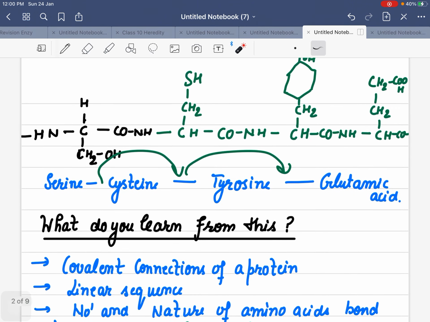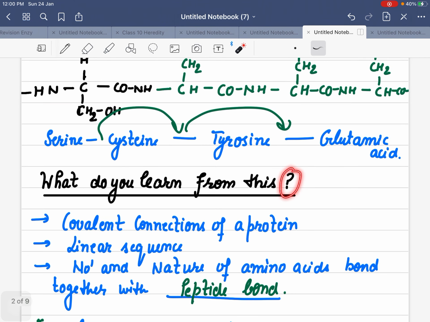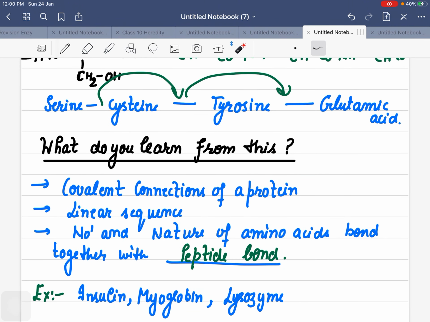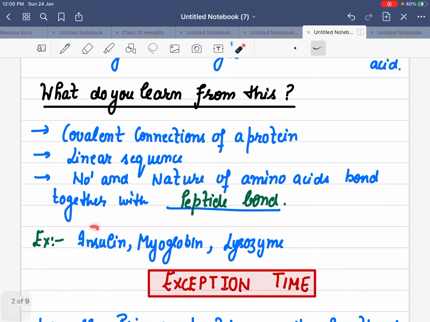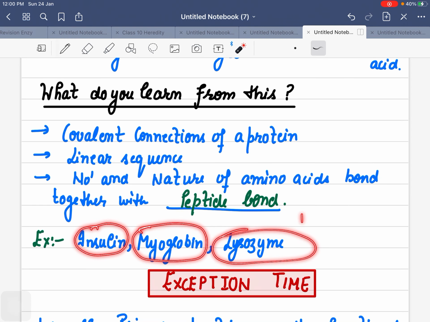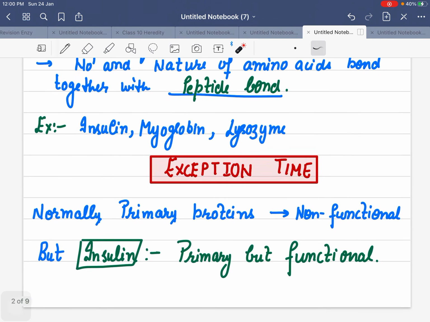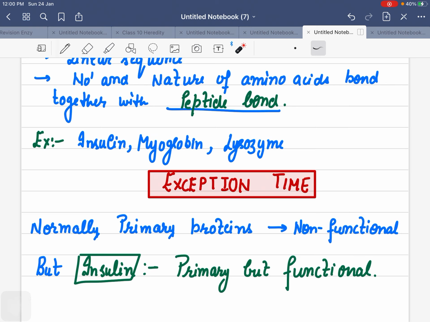So covalent connections of a protein, it is linear. What do you learn from a primary structure? That many amino acids are joined with the peptide bond, and the nature of the protein, as well as how long it is, depends on the number and nature of amino acids. Insulin, myoglobin, lysozyme, these are all primary proteins. Usually we say that proteins having primary structure are non-functional. But we have one major exception here, insulin. Insulin is primary in structure, but it is functional in nature. So this exception you have to write down separately.